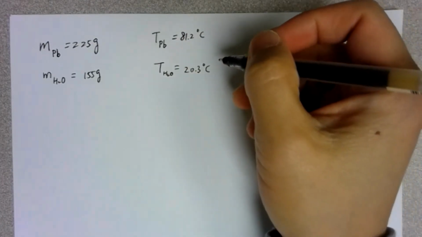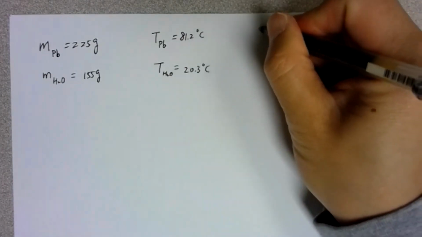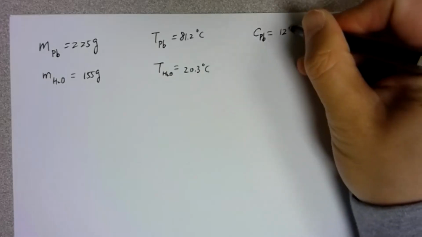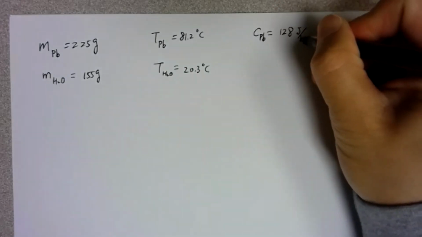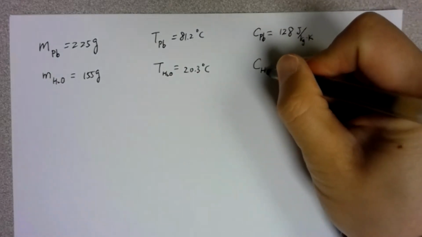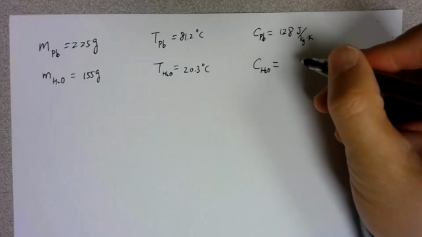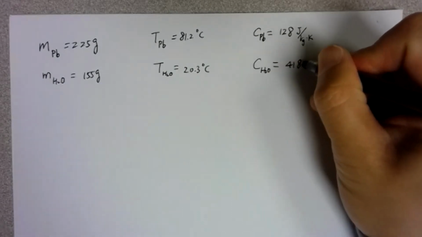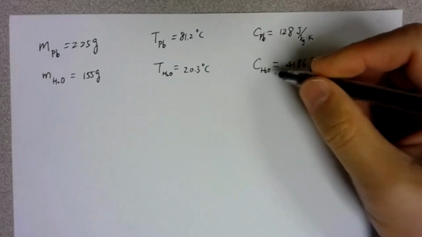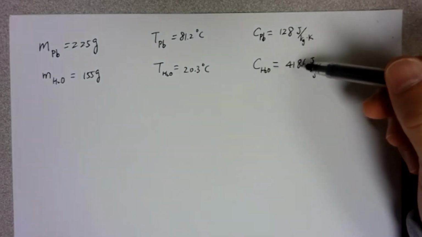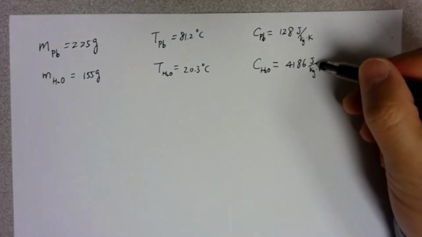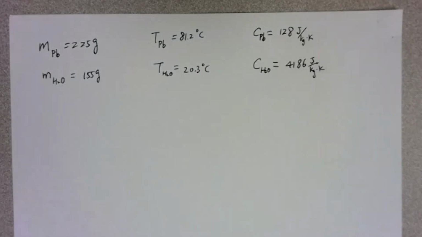Specific heat capacity for the two: C for Pb is 128 joules per kilogram times Kelvin. Now the specific heat for water is going to be 4186. You'll probably see this number quite often. Specific heat capacity for water is 4186. If you could remember, that's great, and that'll be much better than looking it up every time.